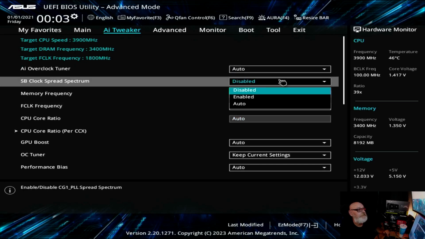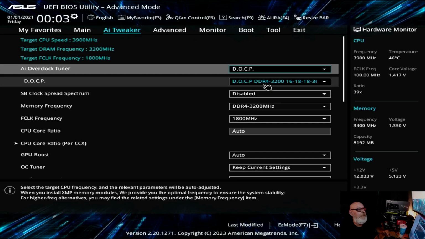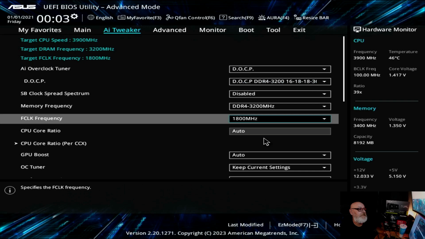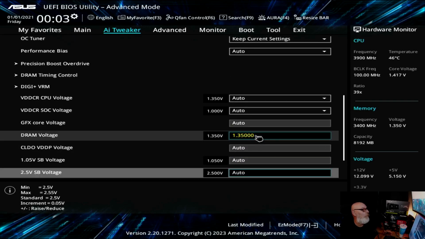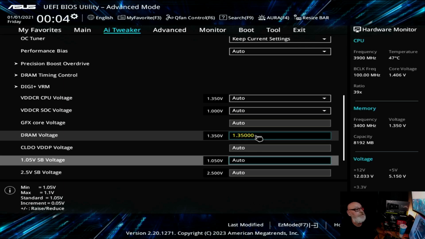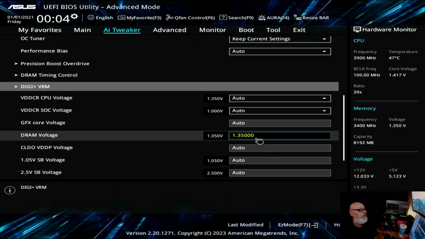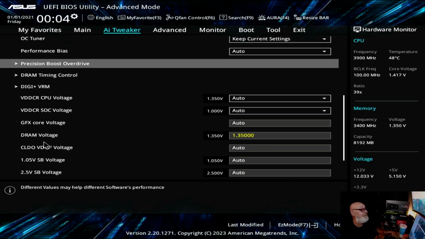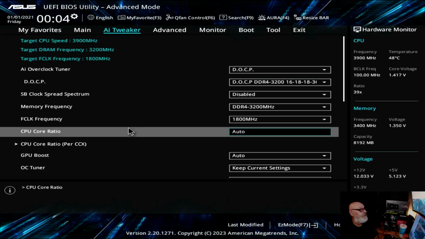So now, oh, wrong one, my bad. We can enable DOCP. And now we can see if that's going to work. Right here is where your voltage is for your DRAM. You can always adjust it down. You can do a negative down clock on that, which they don't have, but there is a way to do it. It's just a little more complicated.